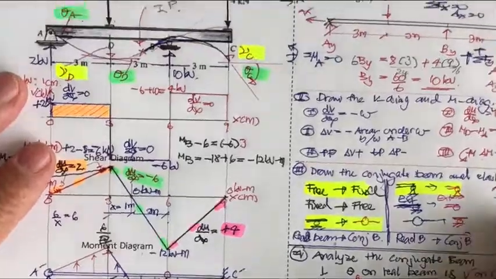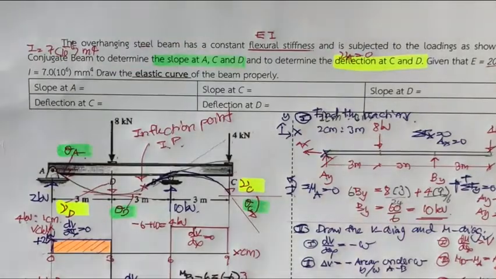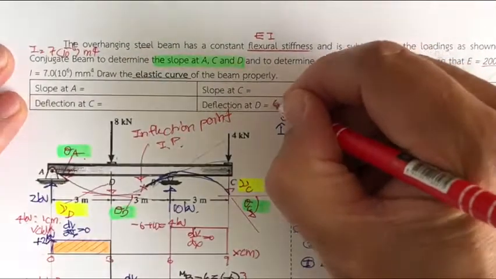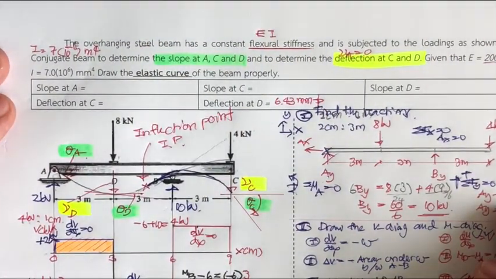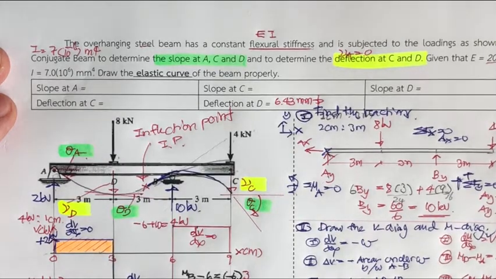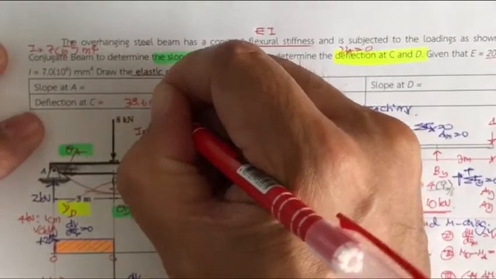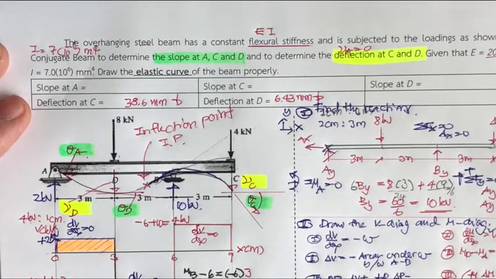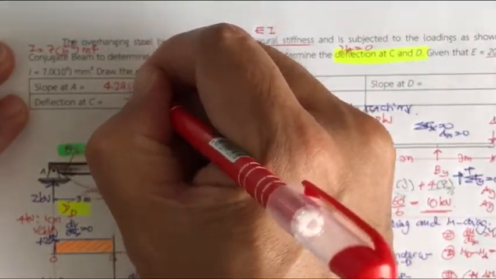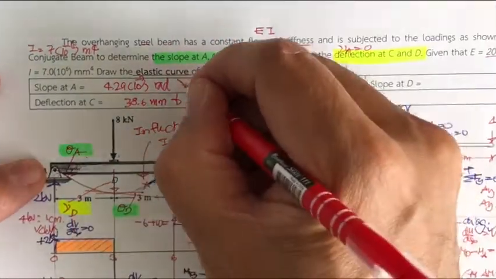V sub D, deflection at D, is going to be 6.43 millimeter downward. Deflection at C, 38.6 millimeter downward. Slope at A is 4.29 times 10 to the minus 3 radian, and I'm very sure it's going to rotate this way.